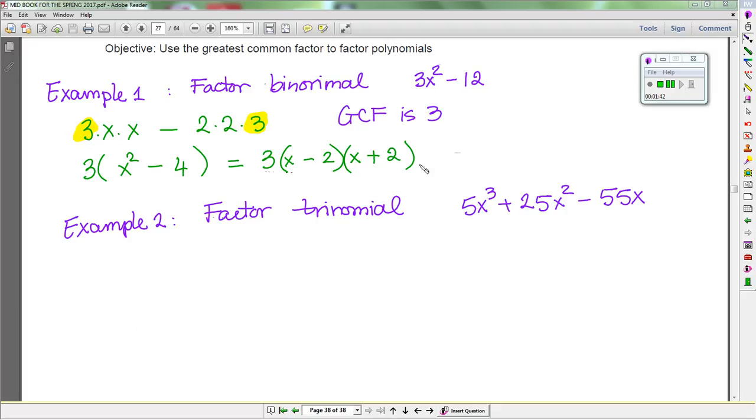Now you would say, where did that factor come from? So I'm just going to remind you about the special factoring pattern. We have a squared minus b squared. The difference of two squares, I can factor as a minus b times a plus b.